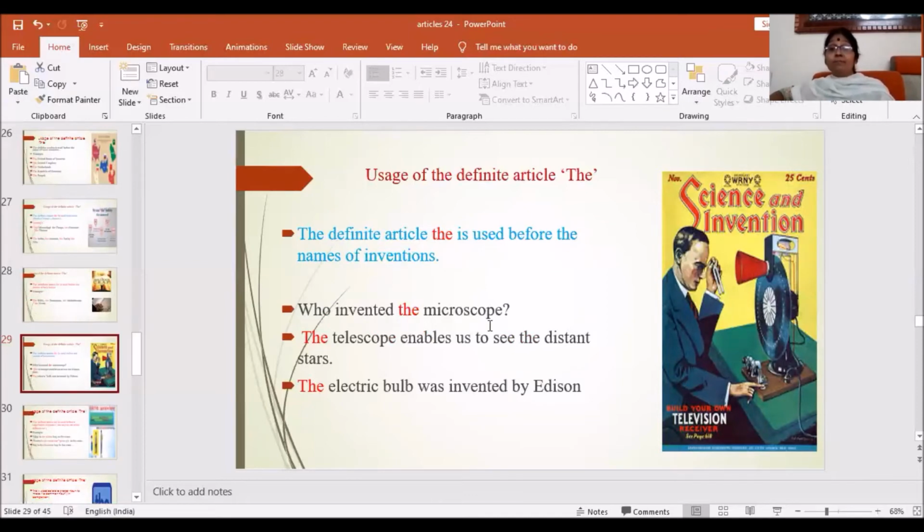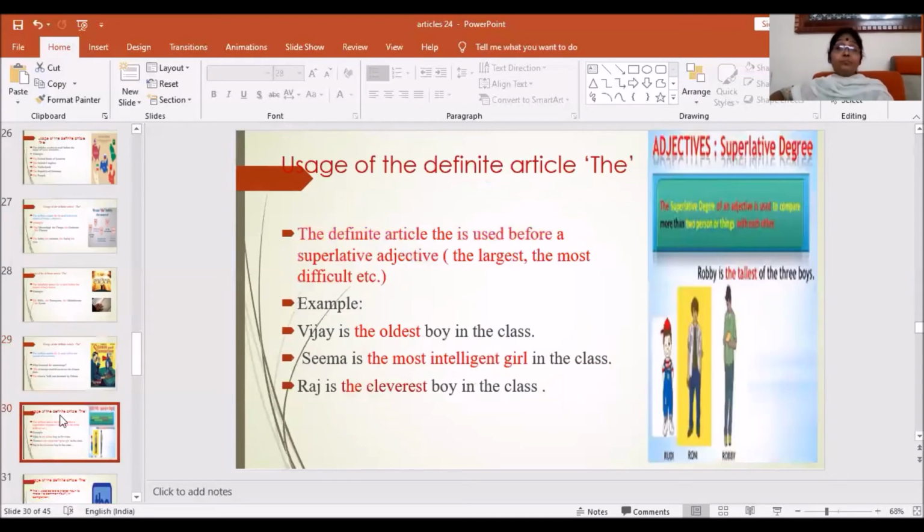Who invented the microscope? Microscope is an invention, right? The telescope enables us to see the distant stars. The electric bulb was invented by Edison. So these examples tell us that we use the definite article the before the names of inventions, right? Now, the definite article the is also used before superlative adjectives, right? Say the largest, the most difficult, etc.